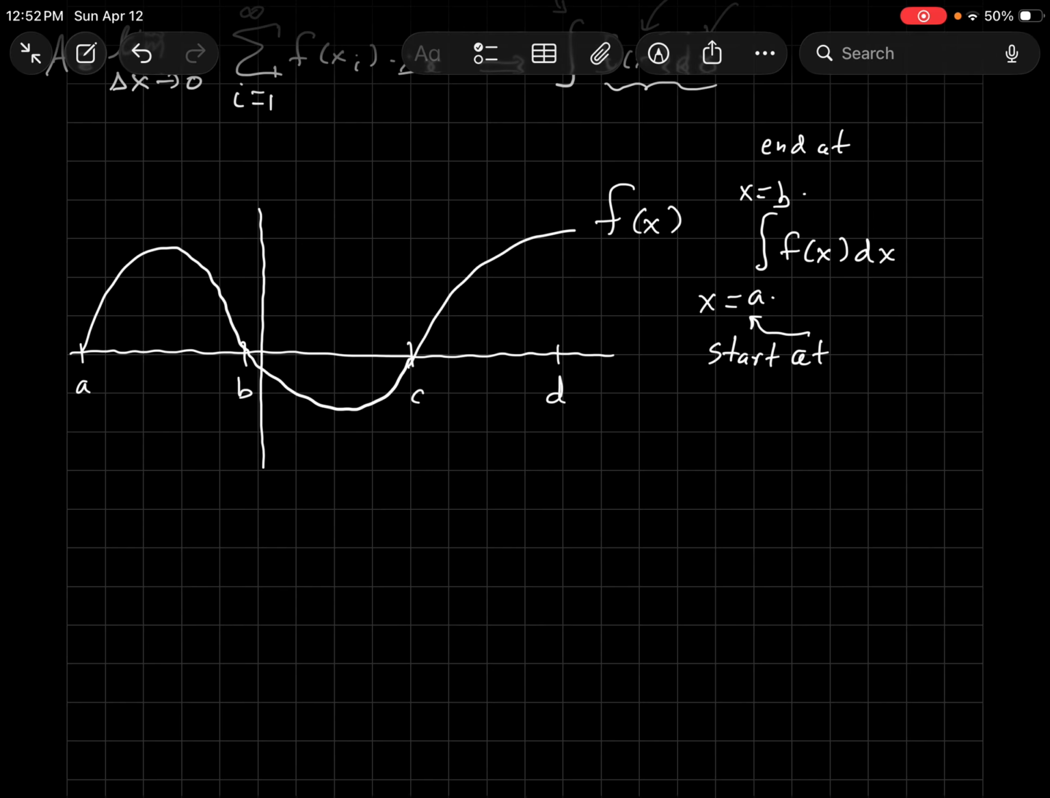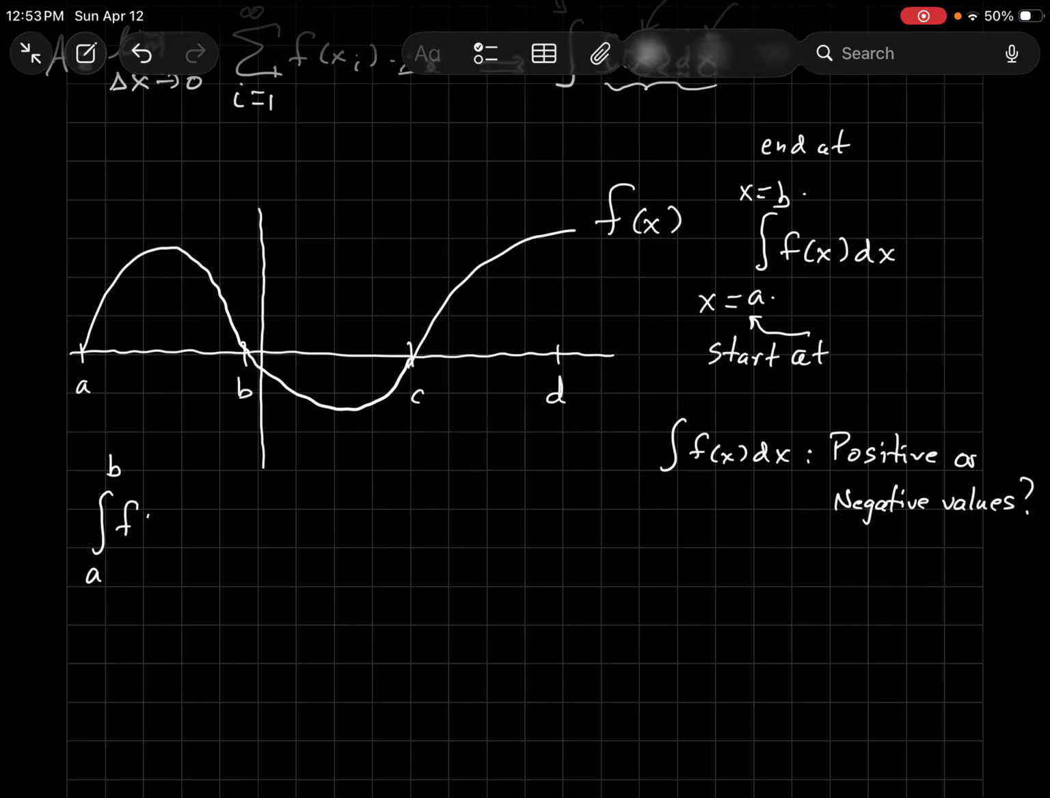I'm going to do a few integrals like this, changing some of the limits. The only question I want to answer is, are these different integrals positive or negative in value? I'm not necessarily going to find what they actually equal, but I want to answer the question, do they have a positive or negative value? Let's start with the integral from x equals a to x equals b of f of x dx.